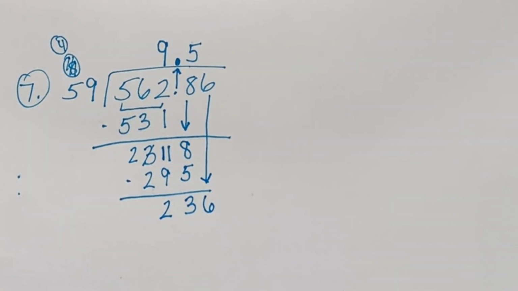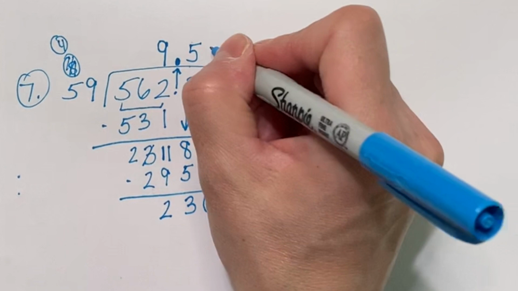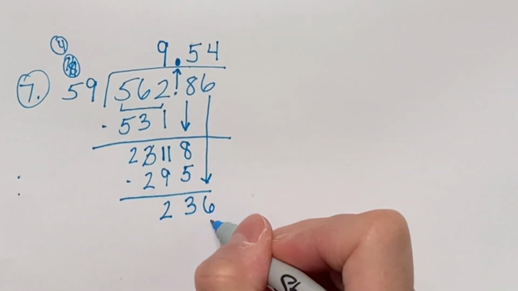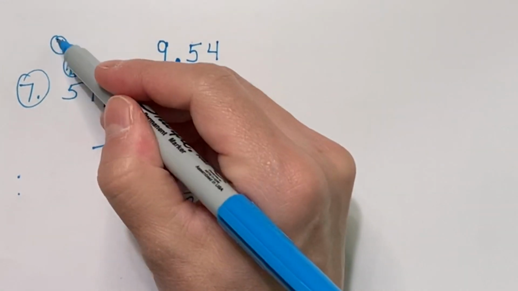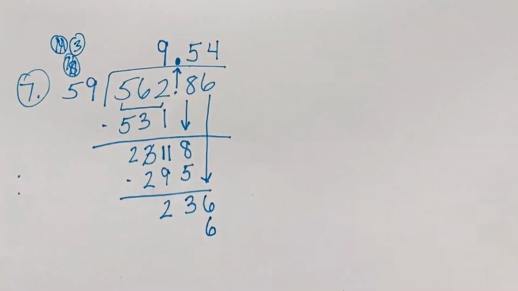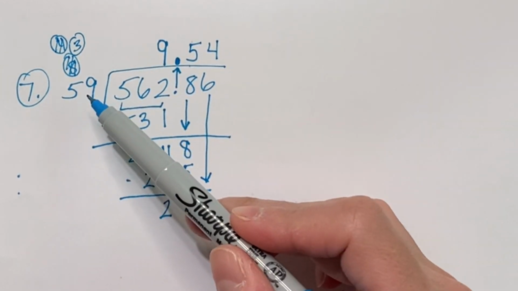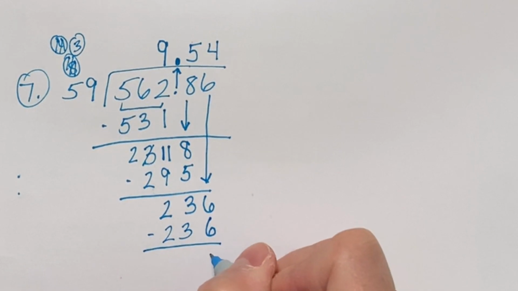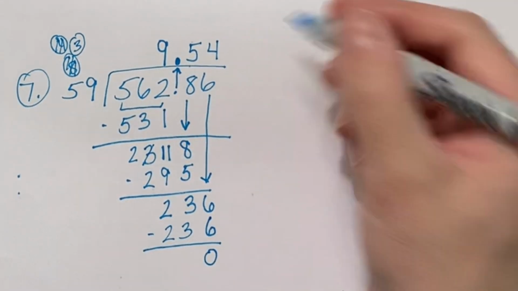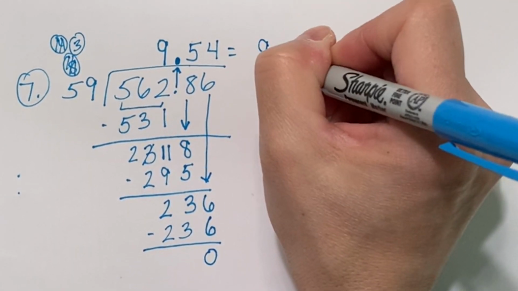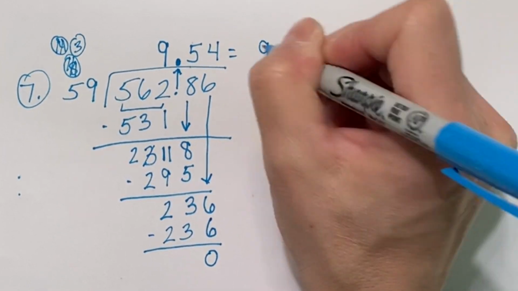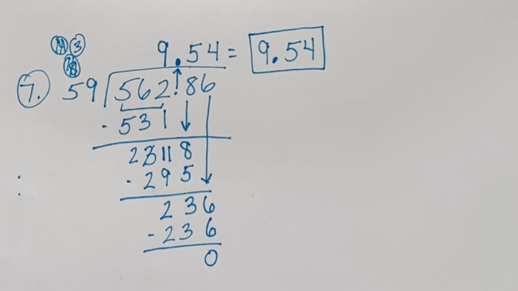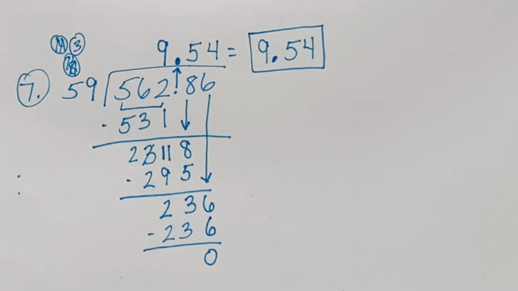59 can go into 236 4 times without going over. 4 times 9 is 36. Put down the 6, carry the 3. 4 times 5 is 20, plus 3 is 23. Subtract. Remainder 0. So our answer is 9 and 54 hundredths.